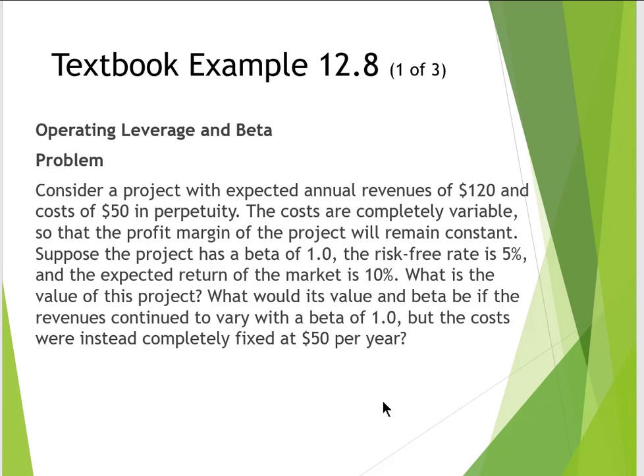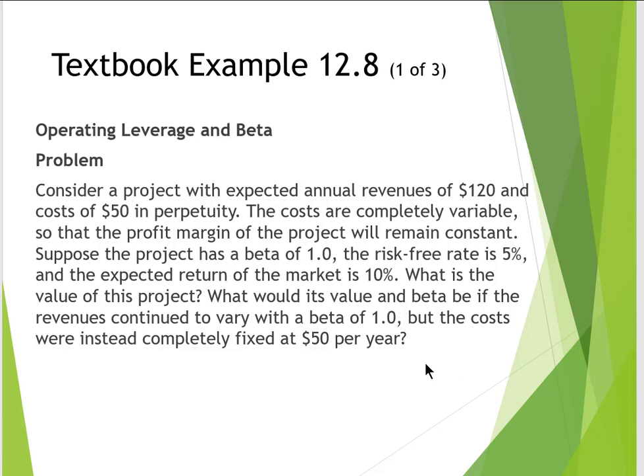So here we have a project, right? The expected revenue is $120 and costs of $50 in perpetuity. So the costs are completely variable. So the profit margin for this project is going to remain constant, right? It's always essentially $70 here.